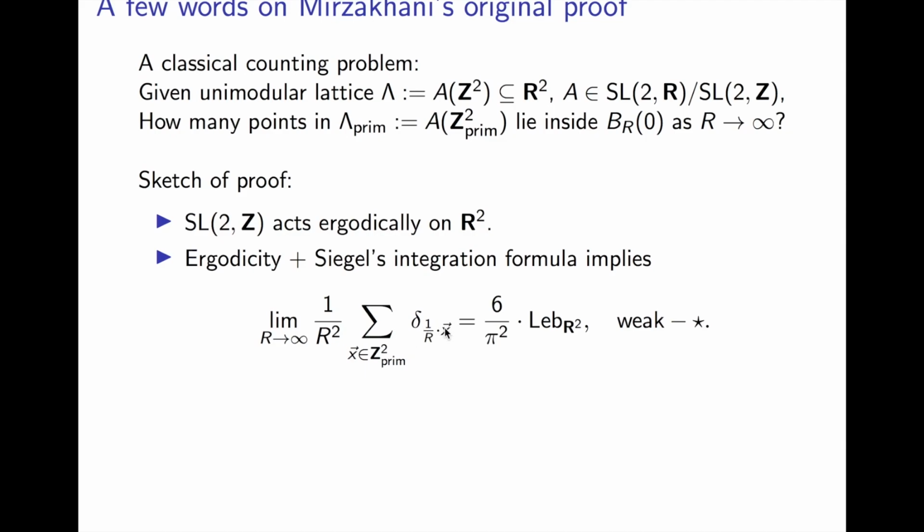Yeah, so imagine putting delta masses at all integer points rescaled in this way, then this would converge to a Lebesgue measure. If you do it for a finite index subgroup of the integers, then you wouldn't get Lebesgue measure, but you would get Lebesgue measure multiplied by 1 over the index of that subgroup.